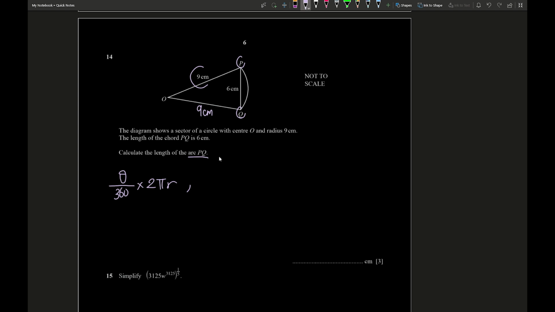So we want to find theta, and in the triangle OPQ we have all the side lengths. That means that we can use the cosine rule to find this angle theta right here. The cosine rule says that cosine of theta is equal to the sum of the squares of the side lengths beside the angle, which is 9 squared plus 9 squared, minus the square of the opposite side, which is 6 squared, all divided by 2 multiplied by the side lengths beside the angle. So 2 times 9 times 9.